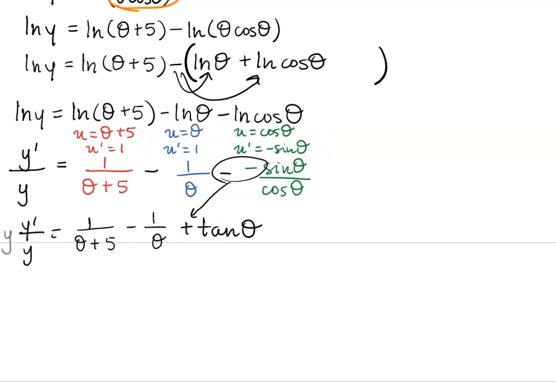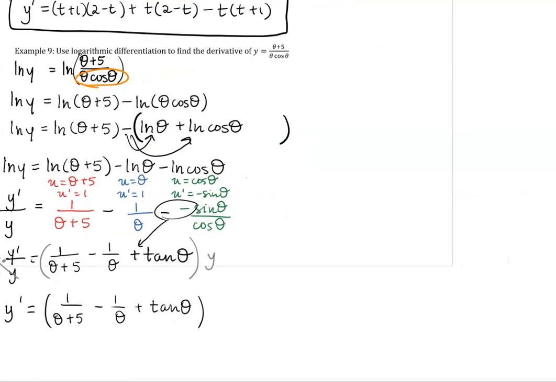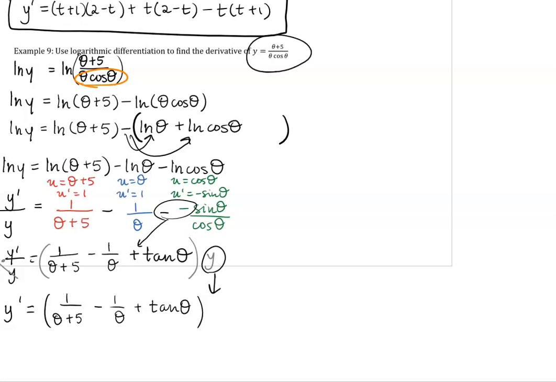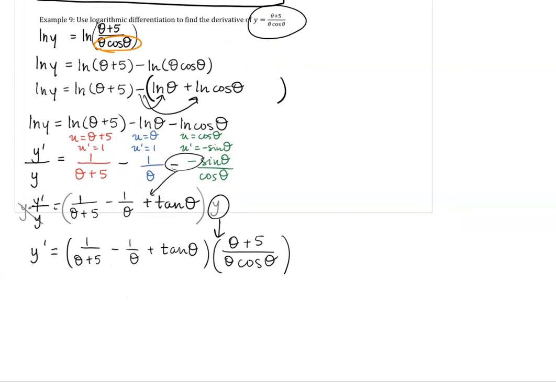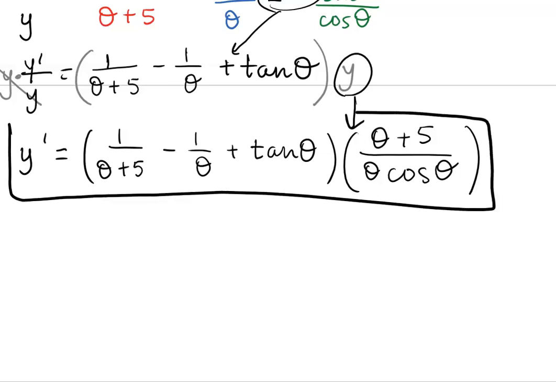So I'm multiplying both sides of this equation by y. So I have that y prime is everything we have in parentheses here. And y, I'm going to be replacing with that, which is theta plus 5 over theta cosine theta. And I'm just going to leave that like that. You could distribute that in, but I'm just going to leave it like this. And there's our answer.